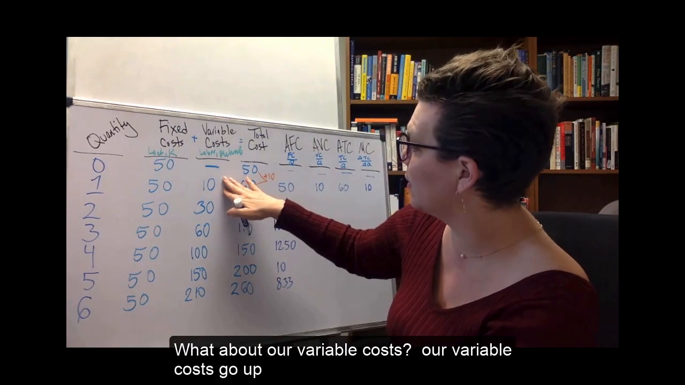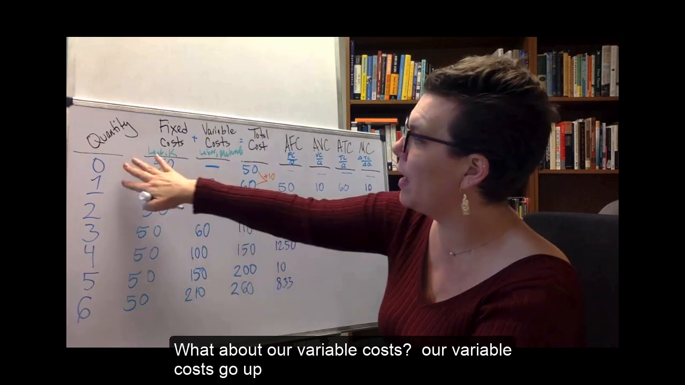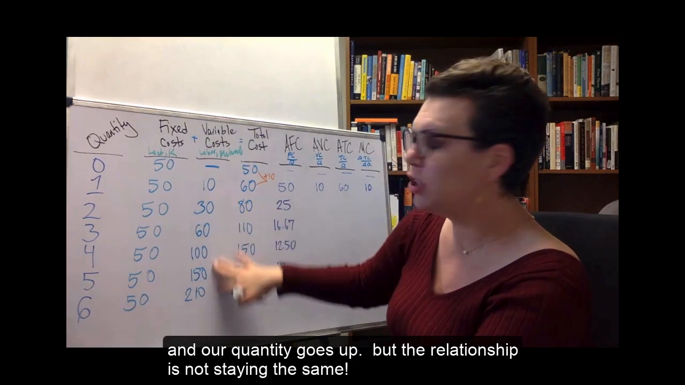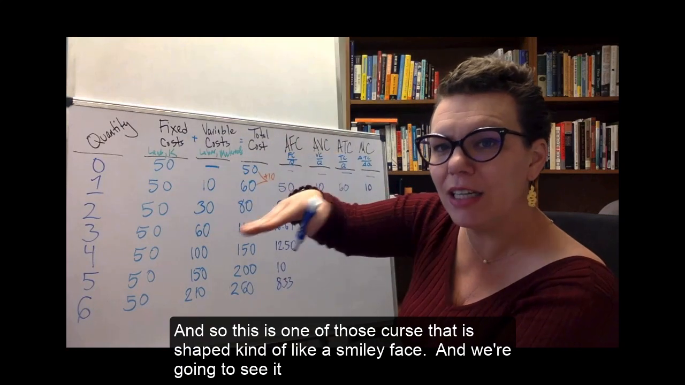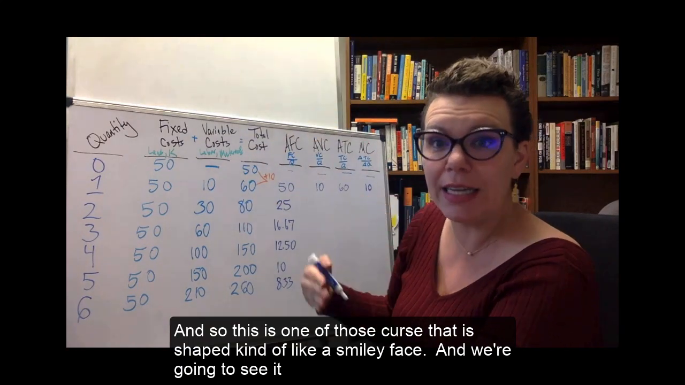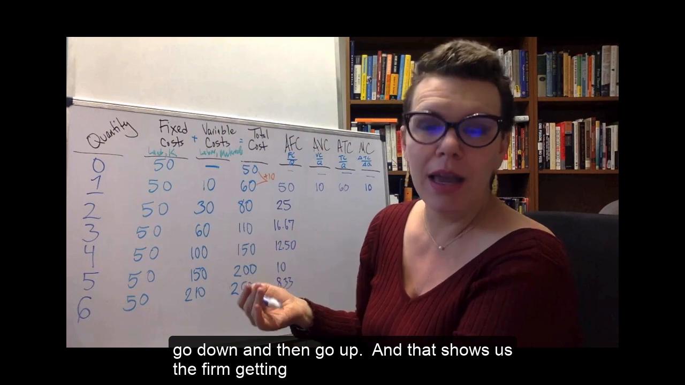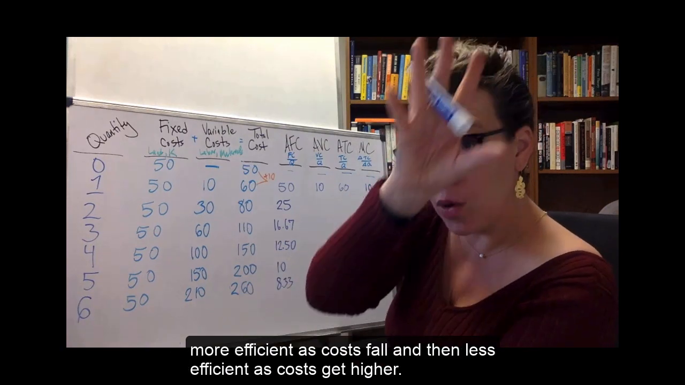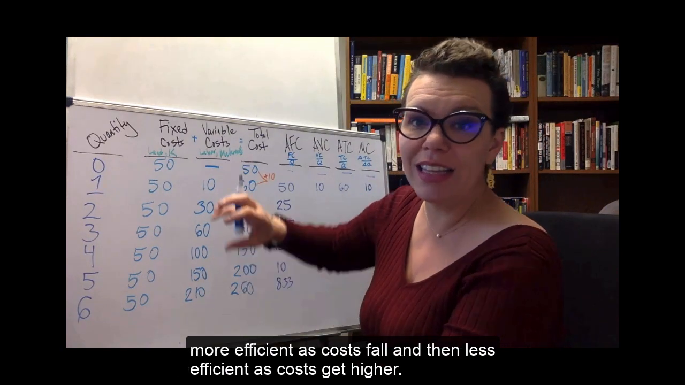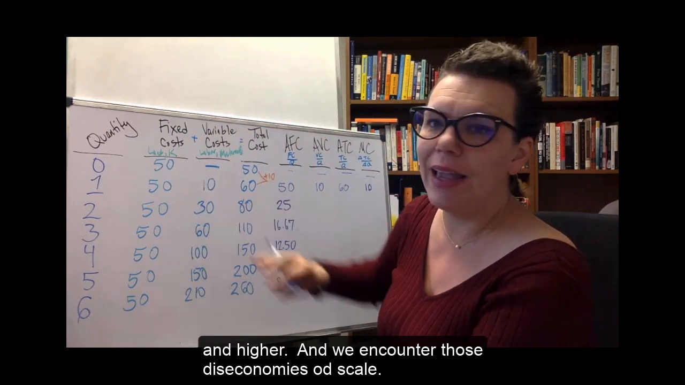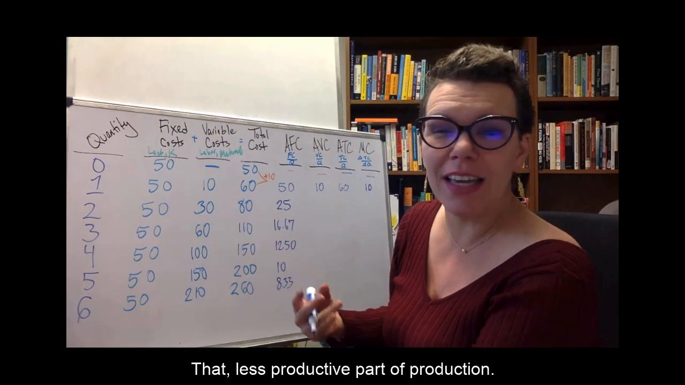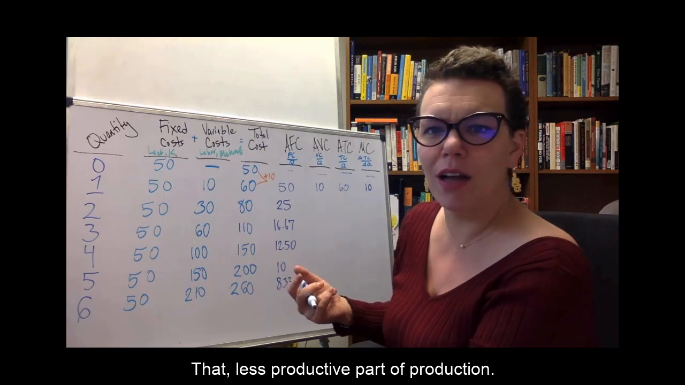What about our variable costs? Our variable costs go up and our quantity goes up, but the relationship is not staying the same. And so this is one of those curves that's going to be a little bit like a smiley shape, and we're going to see it go down and then go up. And that shows us the firm getting more efficient as costs fall and then less efficient as costs get higher and higher. And we encounter those diseconomies of scale, that less productive part of production.